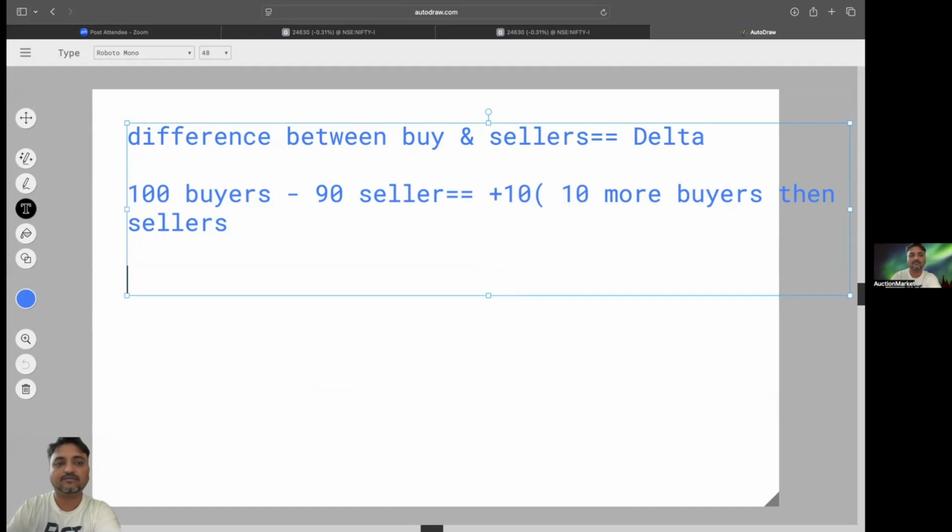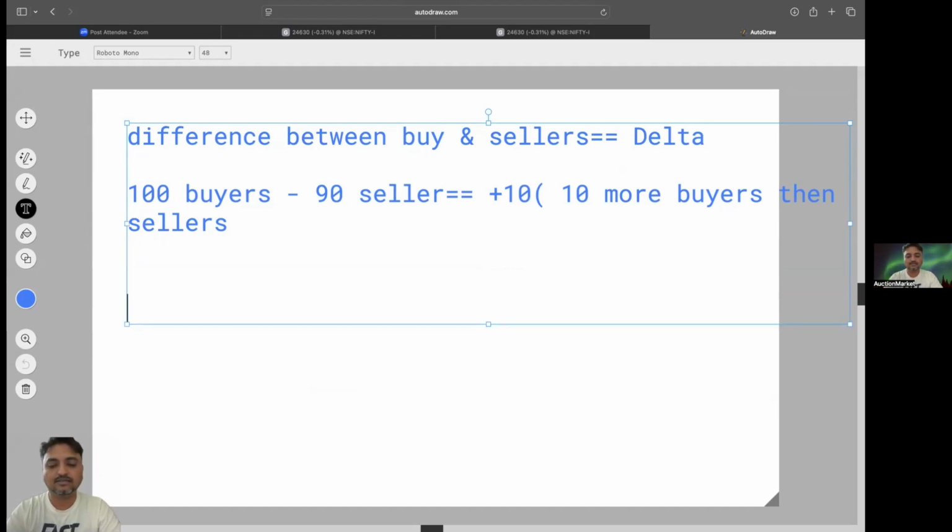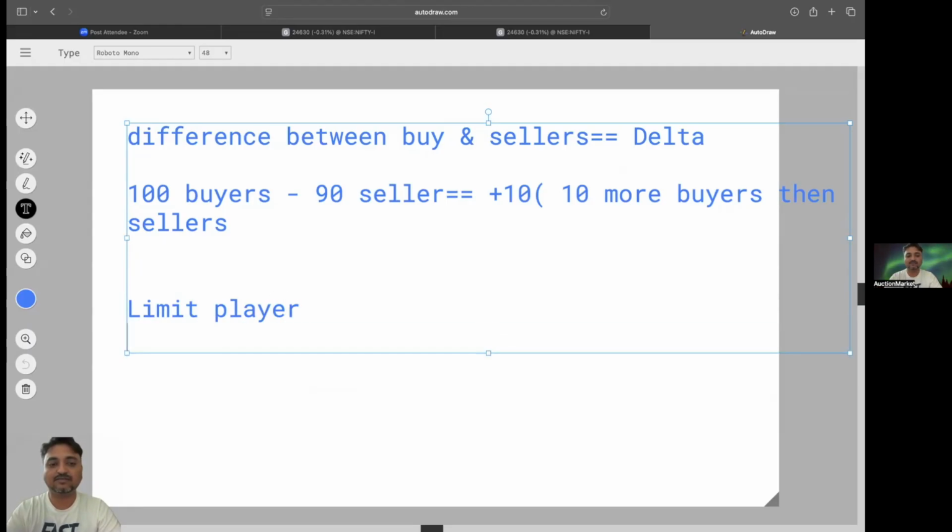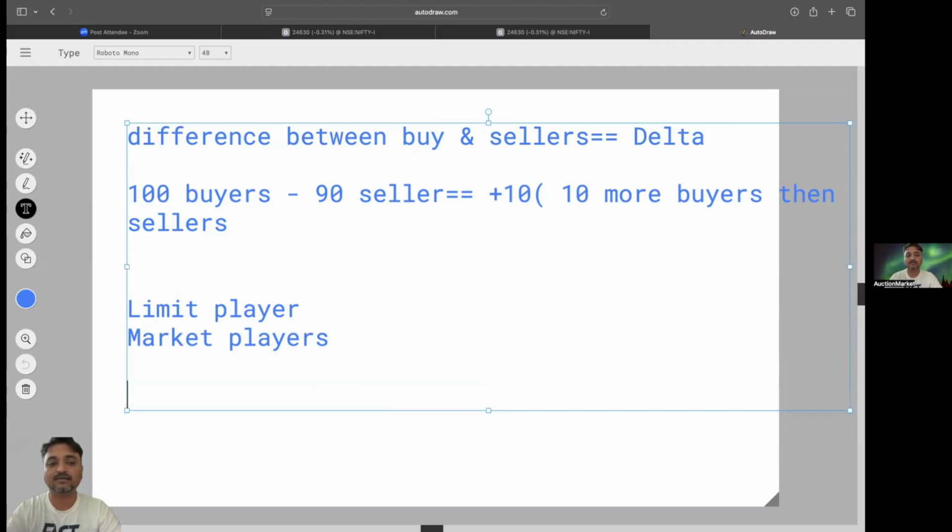So coming to the next point, we have something called limit players in market, and we have something called market players in market. Okay. So what exactly are the limit players, and how crucial do these people play their role in the market? Limit buyers and limit sellers we call them.